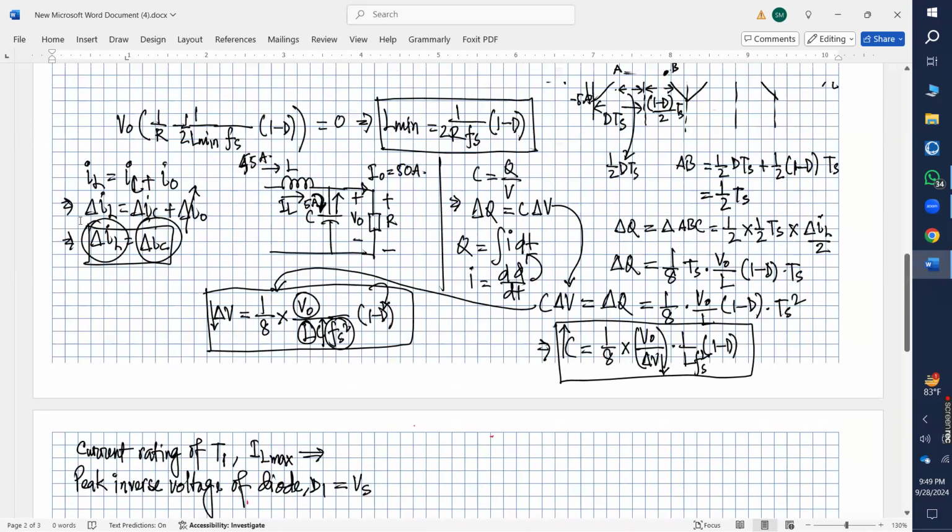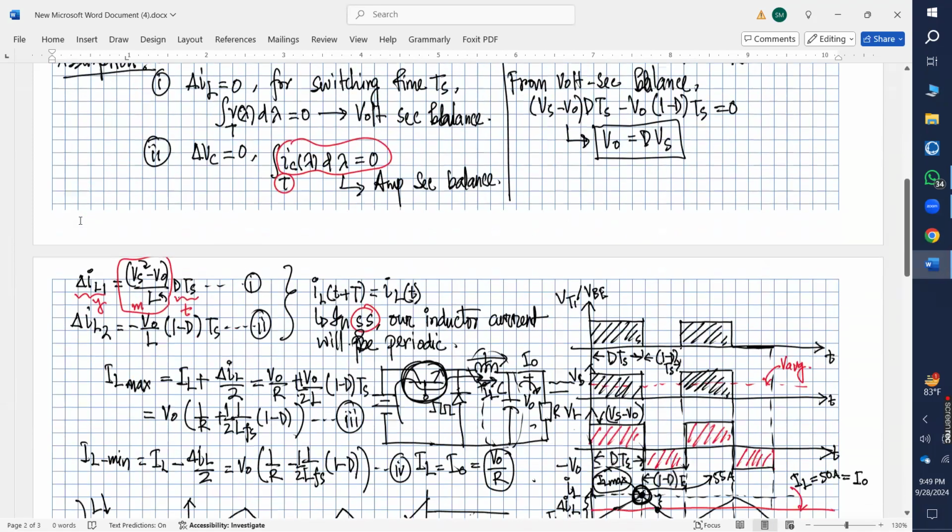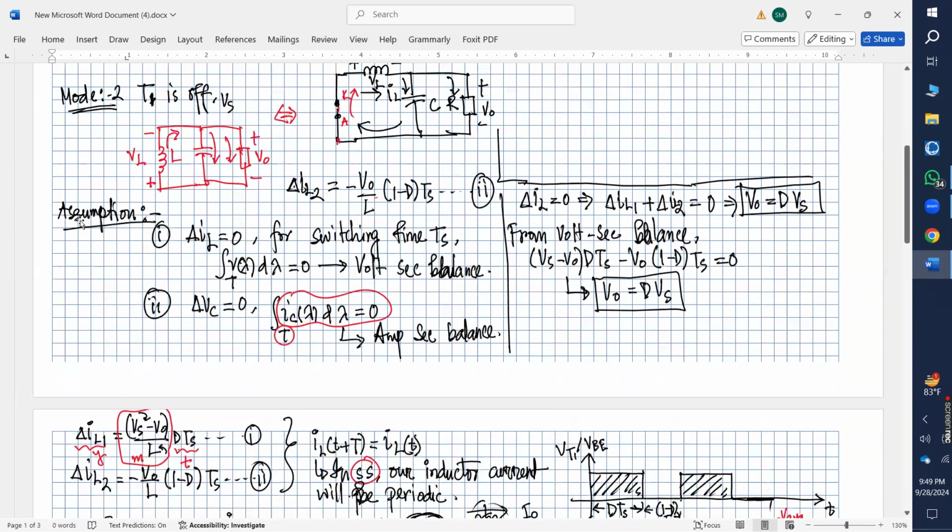Now I will take 5 more minutes, and then I will conclude this lecture for today. Tomorrow we will discuss the boost converter, and we will try to do some math regarding the buck and boost converter.